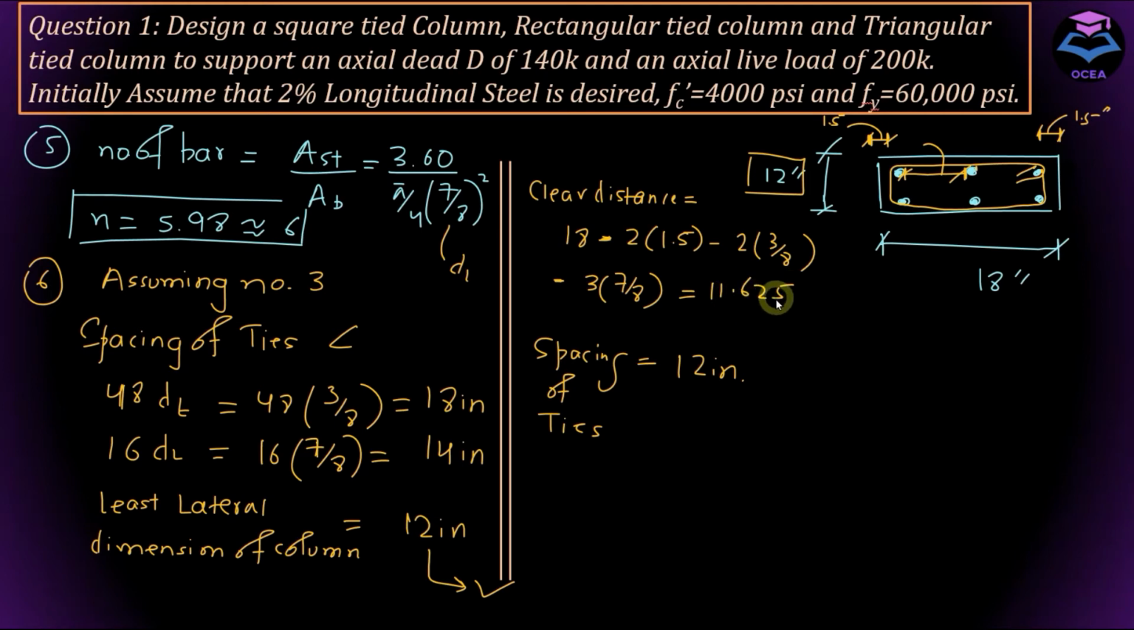and 11.625 value is twice the clear distance between the longitudinal bars. So this is the distance from here to here. In addition to that, it includes this distance. So we need to divide it by 2 so we can get the single clear distance, or clear spacing, in between the longitudinal bars. Let's call it clear spacing. And this is equal to 5.8125. So clear spacing is equal to 5.8125.